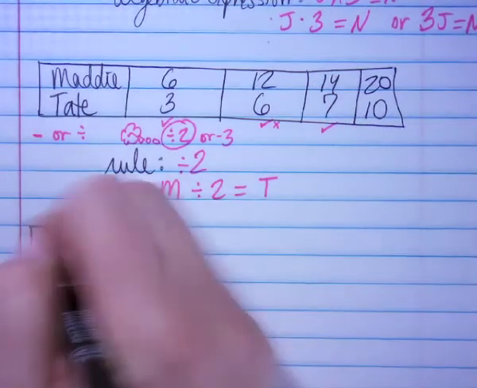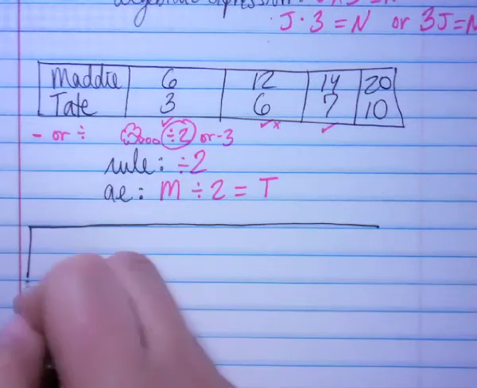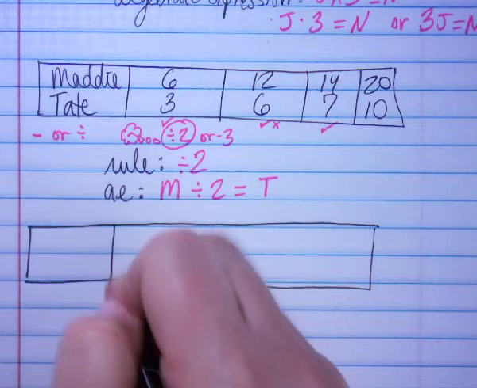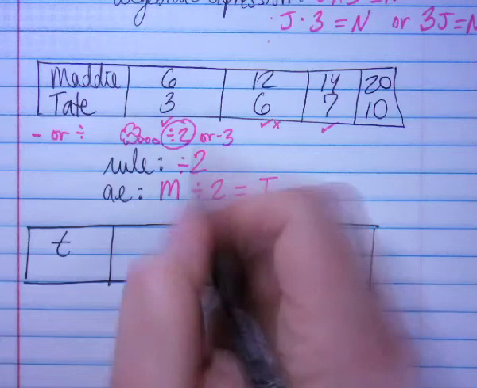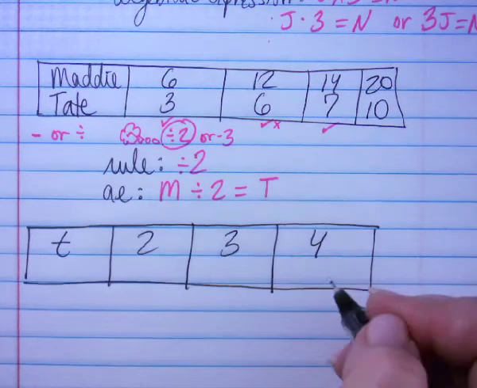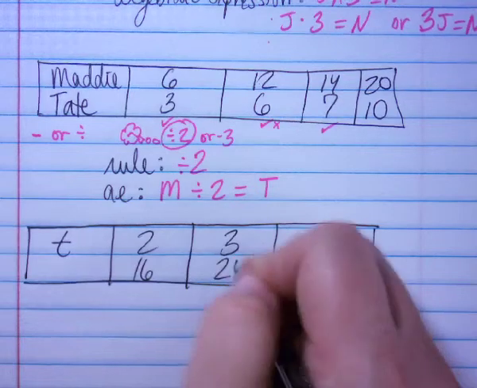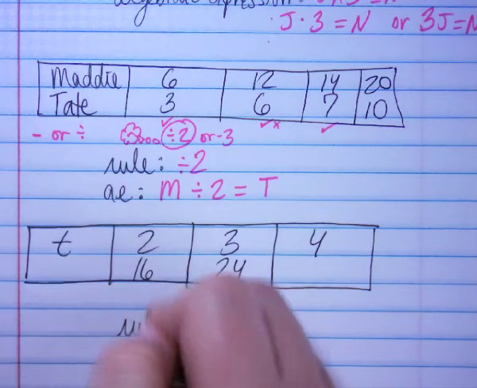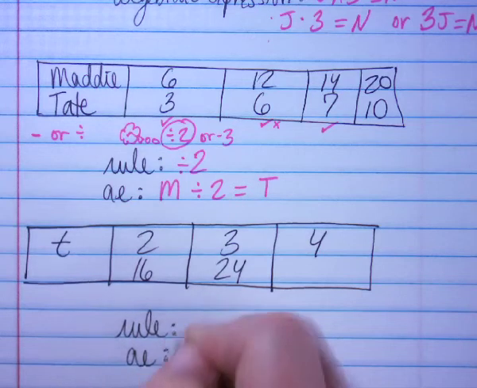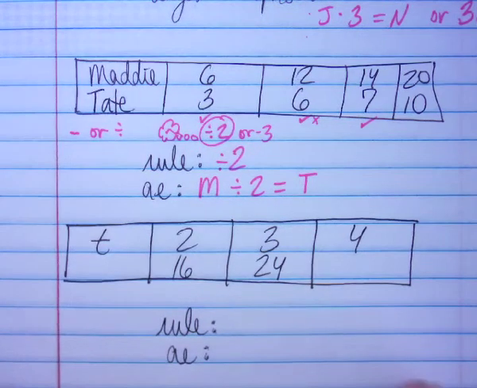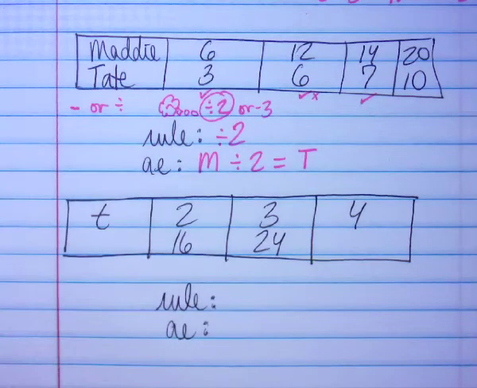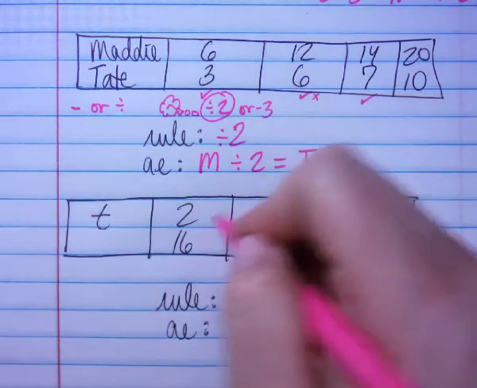Okay, let's do one more little chart. 5 columns. Only 4 this time. And here I have some different blanks. T, 2, 3, 4. Then there's a blank, a 16, and a 24. I need my rule, and I need my algebraic expression. All right, you only have 2 places to prove it this time. Again, top to bottom.